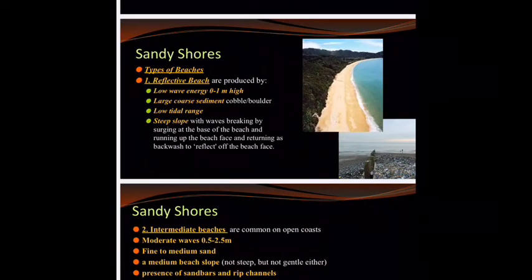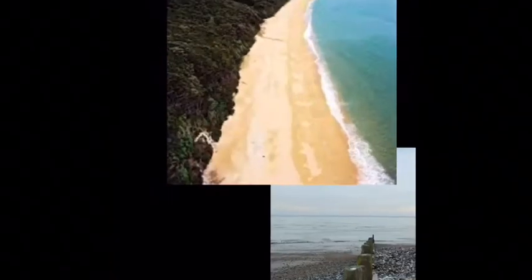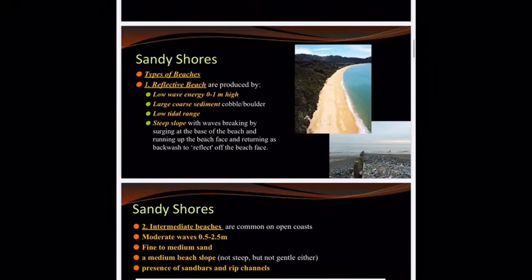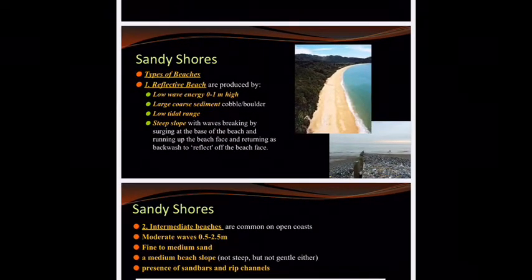It's going to have a very low difference between high tide and low tide. Maybe from like where you can see where the lighter sand is to the darker sand. Okay? And they're going to have a steep slope with which waves are going to break kind of like at an angle and then reflect back off the beach. That's why they call them reflective beaches.